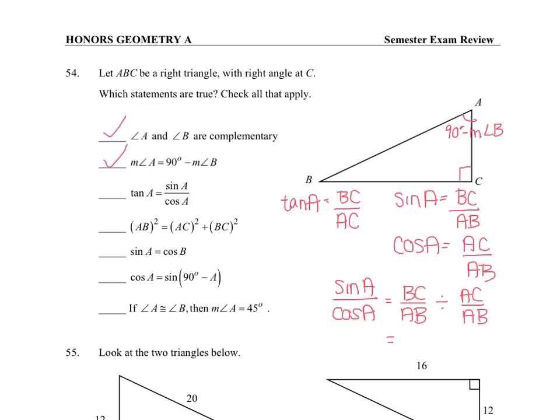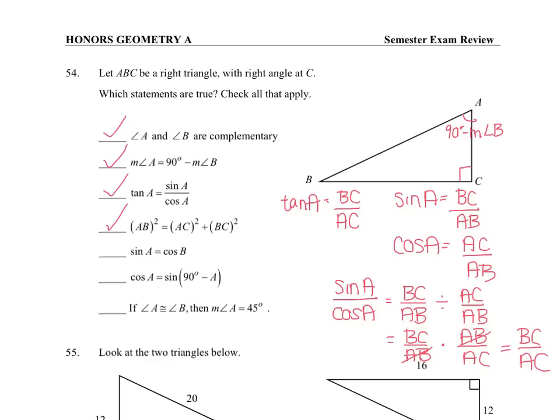Well, when we divide fractions, we actually multiply by the reciprocal. So I'm going to be multiplying by AB over AC. These cancel out. We're left with BC over AC, which we see is the same thing for tangent A. So that is true. Next we have AB squared equals AC squared plus BC squared. We know that's true because that is Pythagorean's theorem.